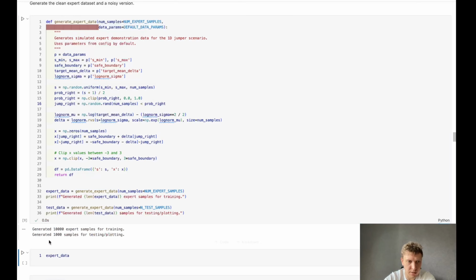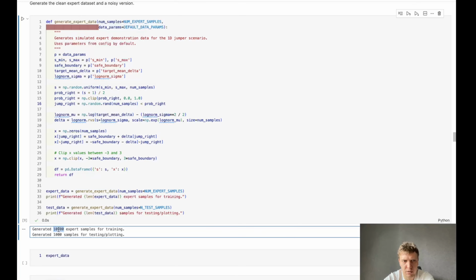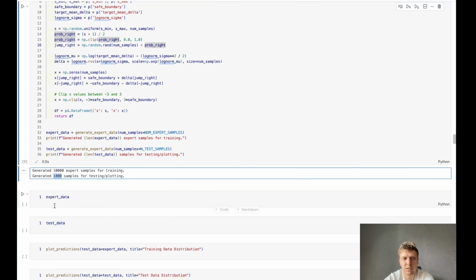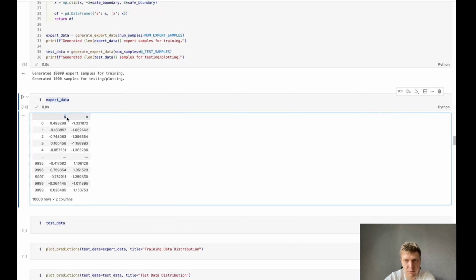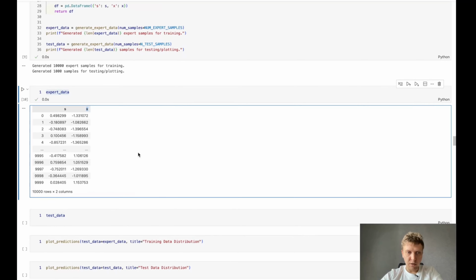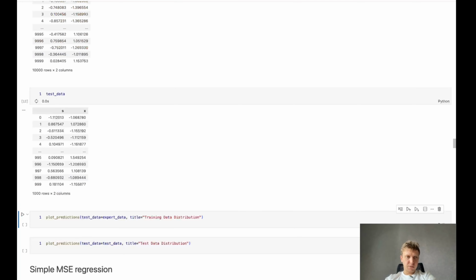So I generate two data sets. One contains 10,000 samples for training, another contains 1,000 samples for testing. This data set is just a pandas data frame with two columns. The first column, named S, represents the state of the robot, the current initial state, randomly distributed. The second one is X, the X coordinate, or the action that we are predicting. And this is where our robot will jump in the next moment to avoid the obstacles. So again, it's just extremely simple, one input, one output that we want to predict.